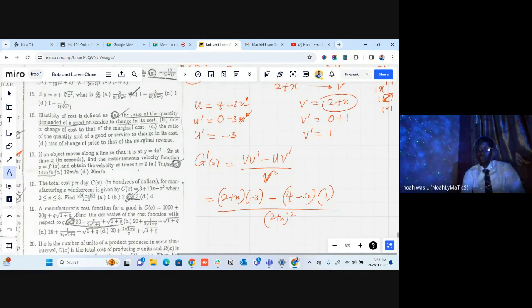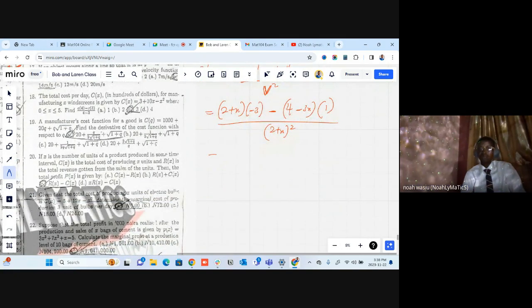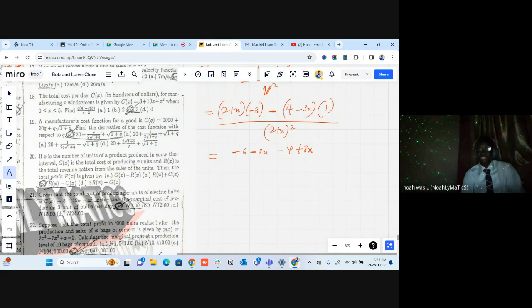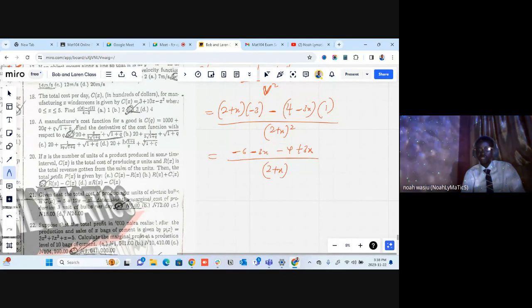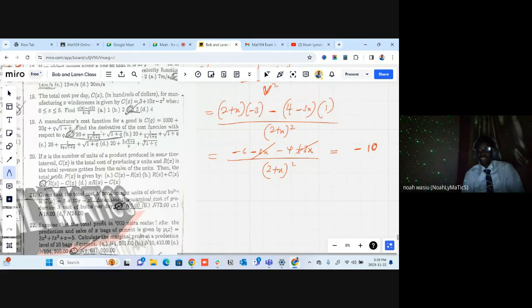They square it. So if I open up this bracket, 2 times minus 3 is minus 6, minus 3x, minus 4 plus 3x. Minus times 4 is minus 4. Minus times minus 3x is plus 3x, all over 2 plus x squared. So minus 3x plus 3x will cancel. That's 0. So I'm left with minus 6 minus 4. That is minus 10 over 2 plus x all squared. So this is our final answer.